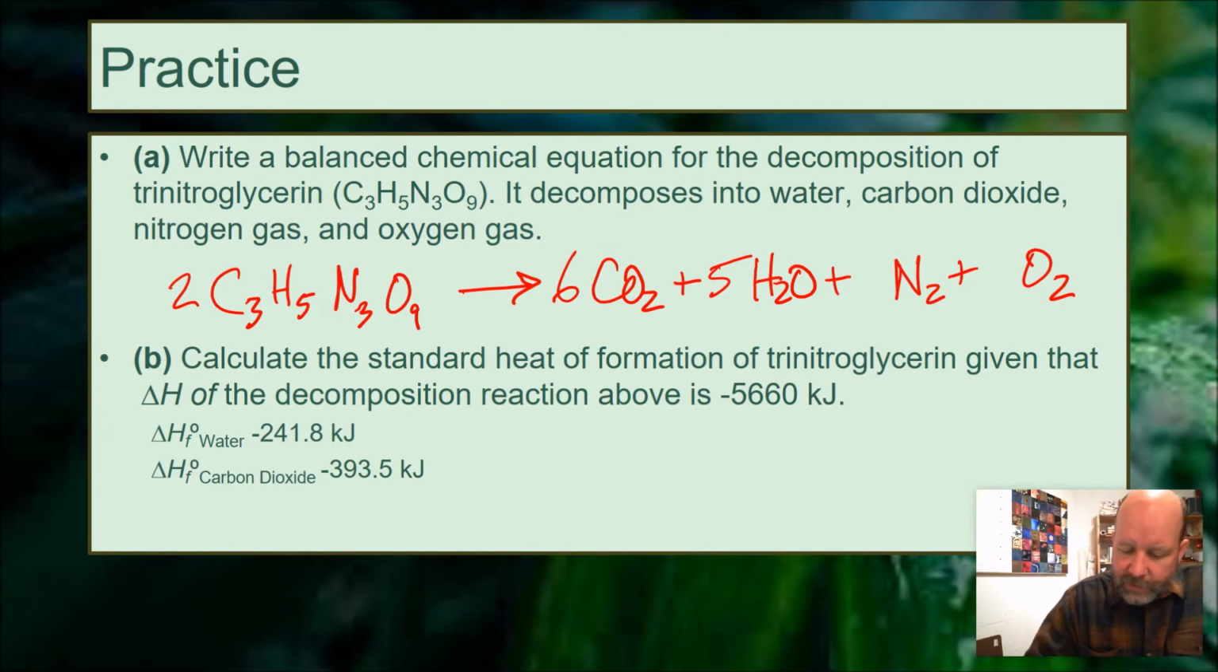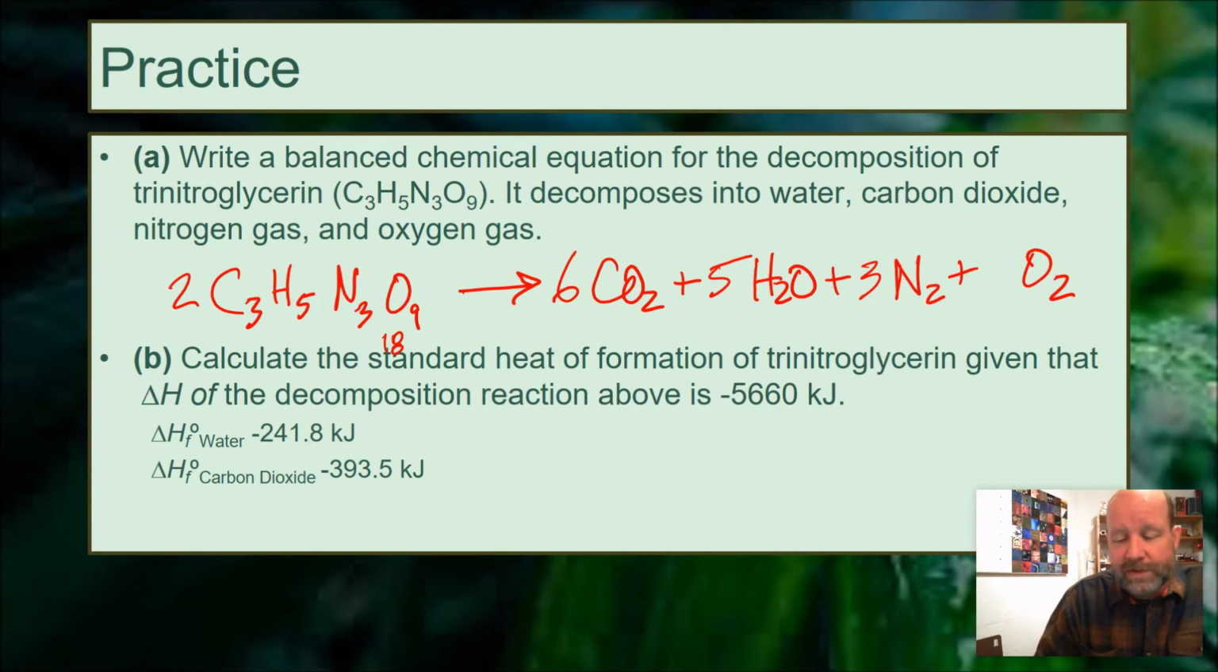Now let's balance the nitrogen. Looks like there's 6, so I'll put a 3 right there. Now my oxygens, I've got 18 oxygens going in. So I've got, let's see, this is 12. This is 5. So that's 17 total. And I need one more, and I've got O2. So I can't have one more. I got to have two more.